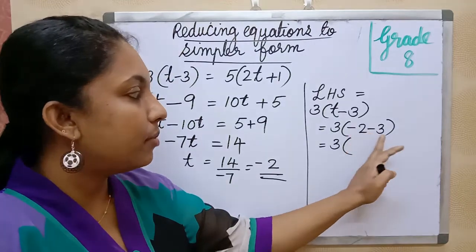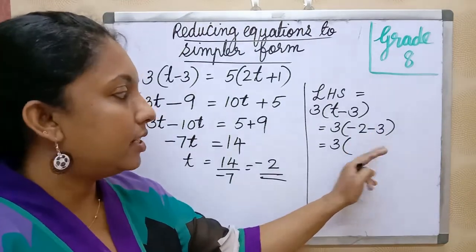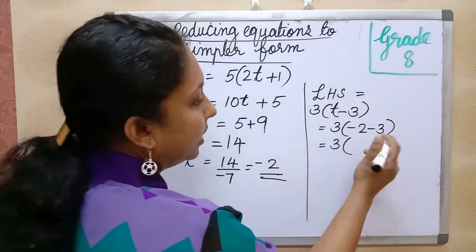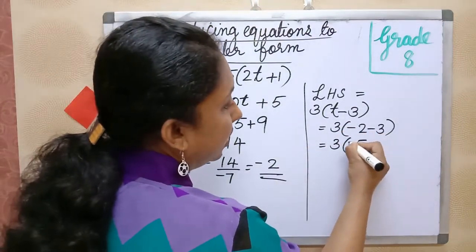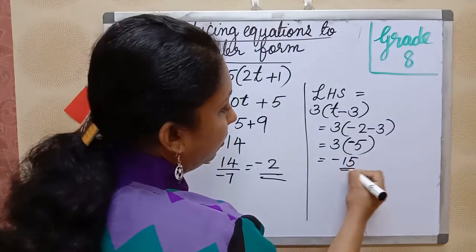If both signs are same, how can we do it? You have to add and keep the negative sign. Minus 2 plus 3 is 5 and the negative sign stays. So minus 15. Now RHS.